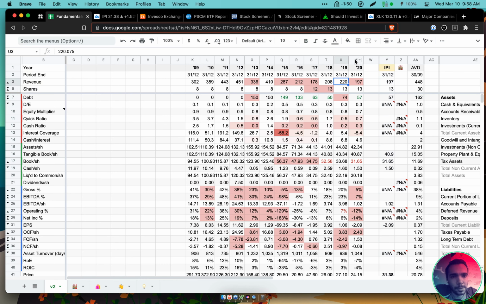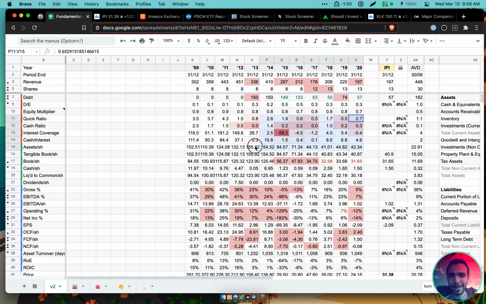Okay, so let's see what we got here. Revenues dipped. Okay. Shares pretty stable. Debt stable. Oh, they repaid some debt in 2020. 57 million compared to 197. Not too bad. Debt to equity is 0.3. Yeah, okay.